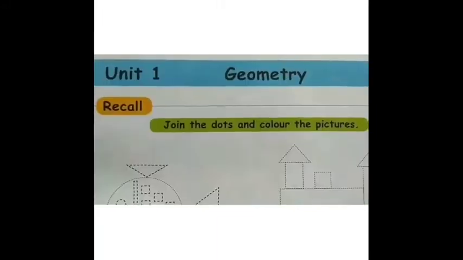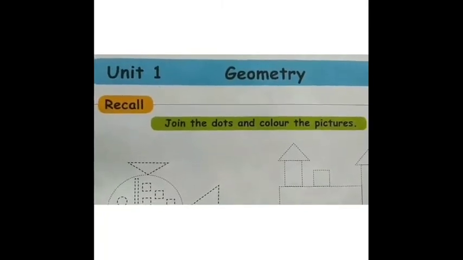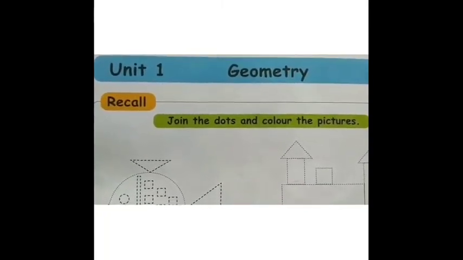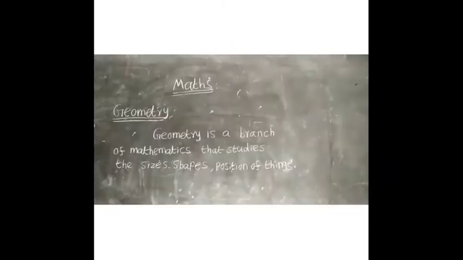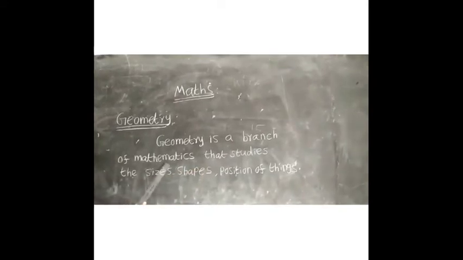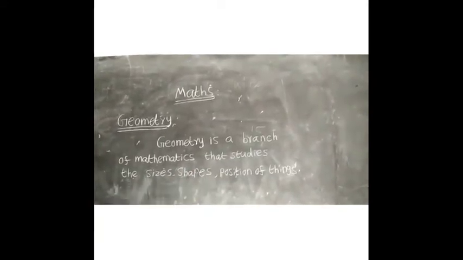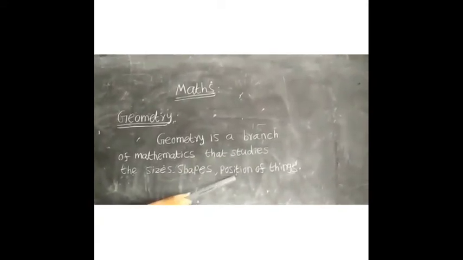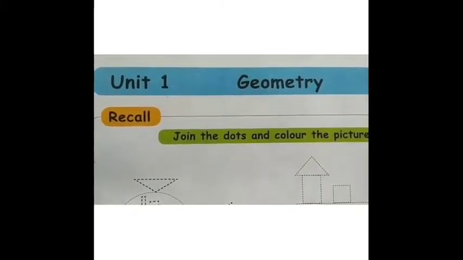Today we are going to see first standard mathematics. In this video, we are going to learn Unit 1 Geometry. First, let us see what is geometry. Geometry is a branch of mathematics that studies the sizes, shapes, and position of things. Children, in geometry, today we are going to learn about shapes and size.